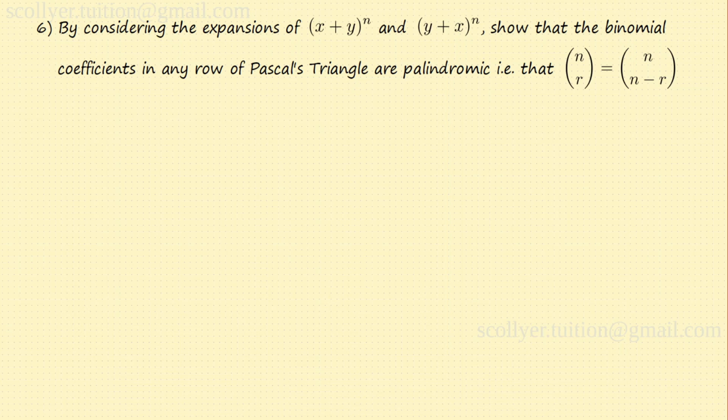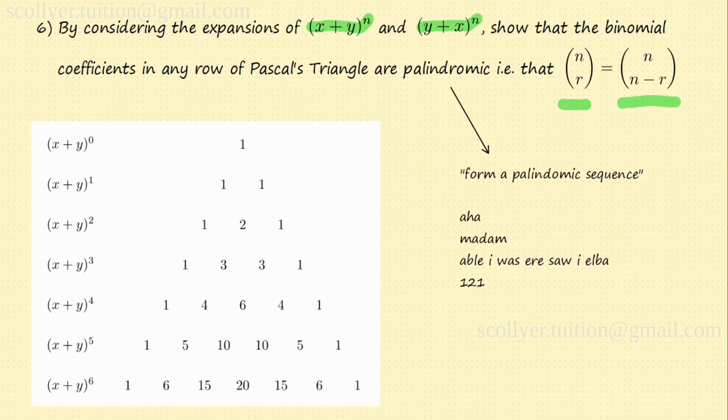Problem 6. By considering the expansions of x plus y to the power n and y plus x to the power n, show that the binomial coefficients in any row of Pascal's triangle are palindromic, i.e. that n choose r equals n choose n minus r. First, we need to understand what this question is asking us to show.